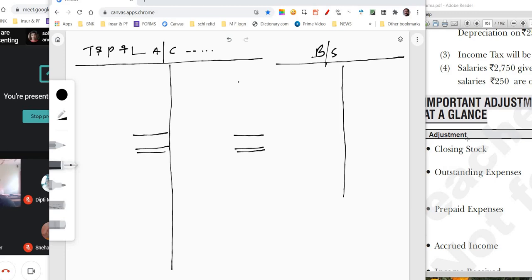Now you start with the closing stock. Closing stock will have two adjustments. First, write closing stock in your notebook. You can use short forms, no problem. You write C stock, closing stock. Then, along with that closing stock, you write the accounting treatment, in which places it comes. Make it fast. Write the accounting treatment, where it is coming, in which accounts.